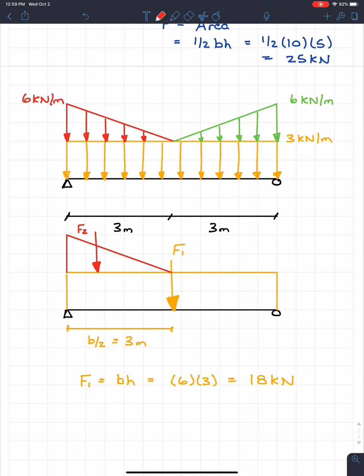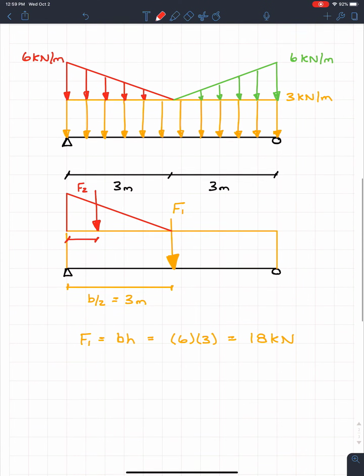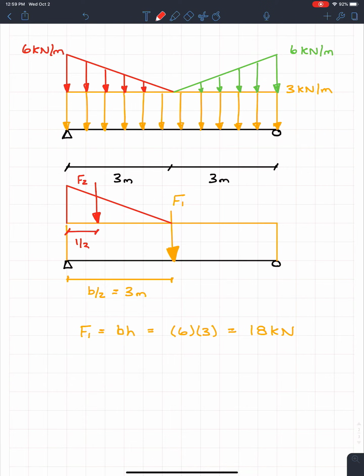And remember, we always want to try and keep all our distances measured from the left-hand side of the beam. So we're looking for this distance. And instead of that being 2/3, we know this is actually 1/3 of the 3 meters, which is equal to 1 meter. And the reason why it's 1/3 is because we're measuring from the big side of the triangle, the tall side of the triangle.